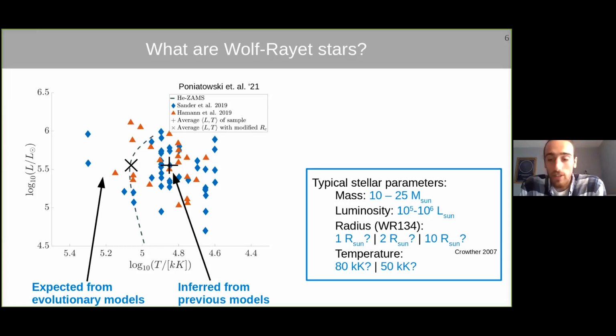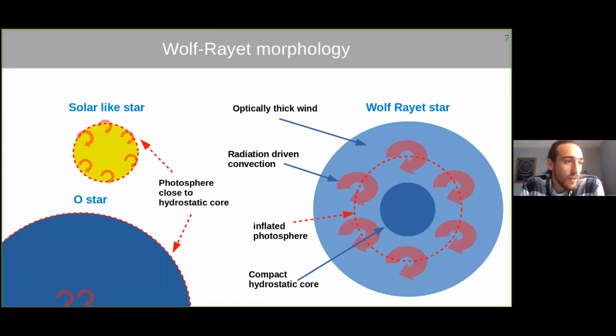And we have a partial explanation for this, and that has to do with the morphology of a Wolf Rayet star, which is found in a very thick optical wind. Unlike solar-type stars or O-type stars, which have their photosphere very close to the hydrostatic surface of the star and are covered with an optically thin wind, Wolf Rayet stars have this very dynamic optically thick wind.